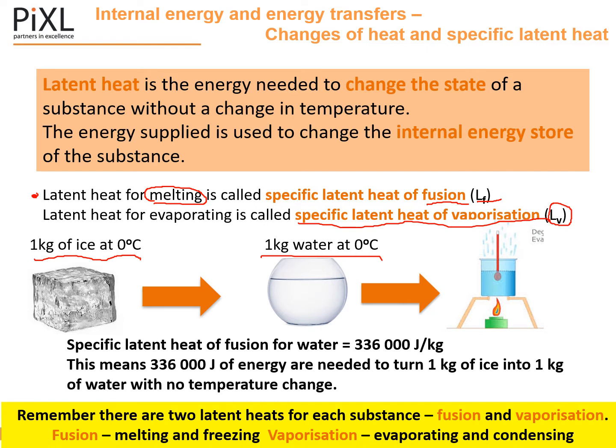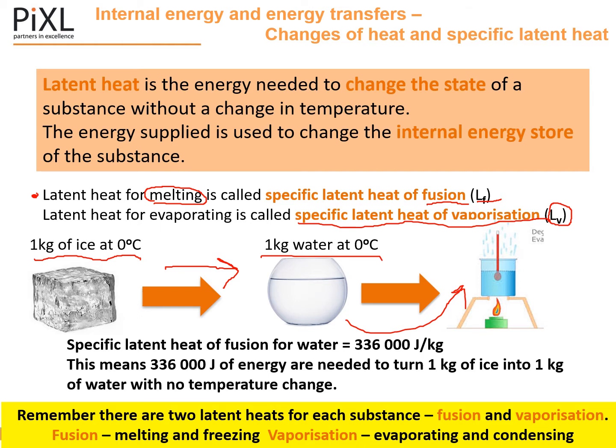Okay, so if I wanted to convert a kilo of ice at 0 degrees Celsius to 1 kilogram of water at 0, I would have to call this energy required the specific latent heat of fusion. Now, if I've got 1 kilogram of water and I want to turn it into water vapor, that's when we use the term specific latent heat of vaporization.